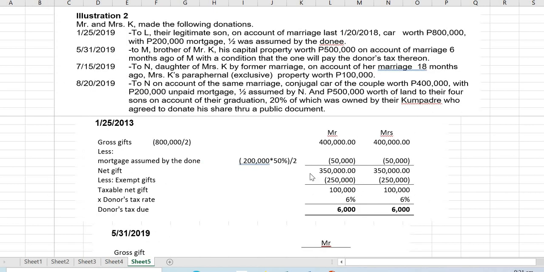Okay, so let's have another example. What if the donors are married? So, donations of a married couple. So, Mr. and Mrs. K made the following donations.